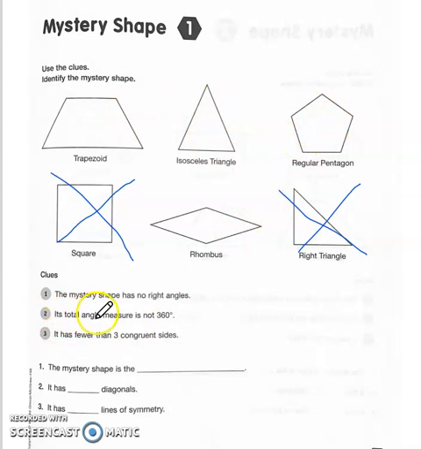Number 2, its total angle measure is not 360 degrees. Ooh. Now, kiddos, do you know the total angle measurements of different polygons? If you don't, I'll tell you right now, if their total angle measure is 360, that means it is a 4-sided shape. Think about a square. It has 4 90-degree angles. So if you take 90 degrees times 4, 9 times 4 is 36. Add the 0, that's 360.